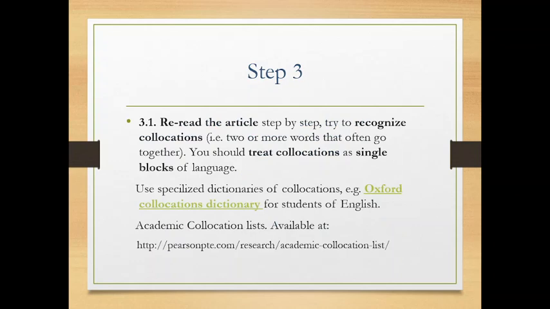Step 3. Reread the article step by step. Try to recognize collocations, for example, two or more words that often go together. You should treat collocations as single blocks of language. Use specialized dictionaries of collocations, for example, the Oxford Collocations Dictionary for students of English.